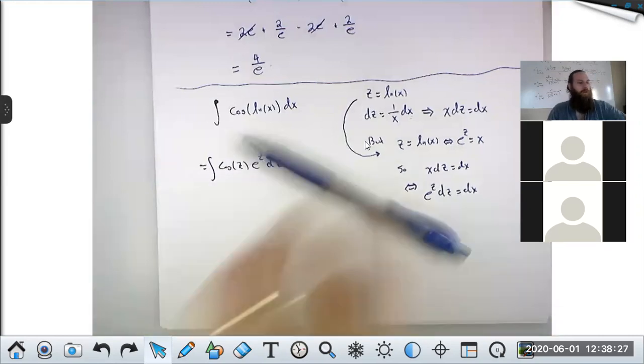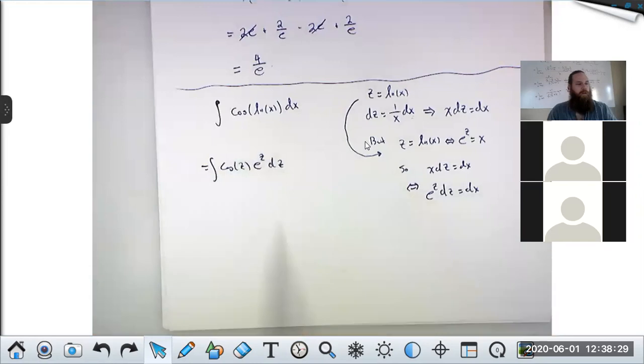I'm not going to go back through the cos z e to the z integral. If you want to see that, look at the video from last time. That was one of the looping problems we did.